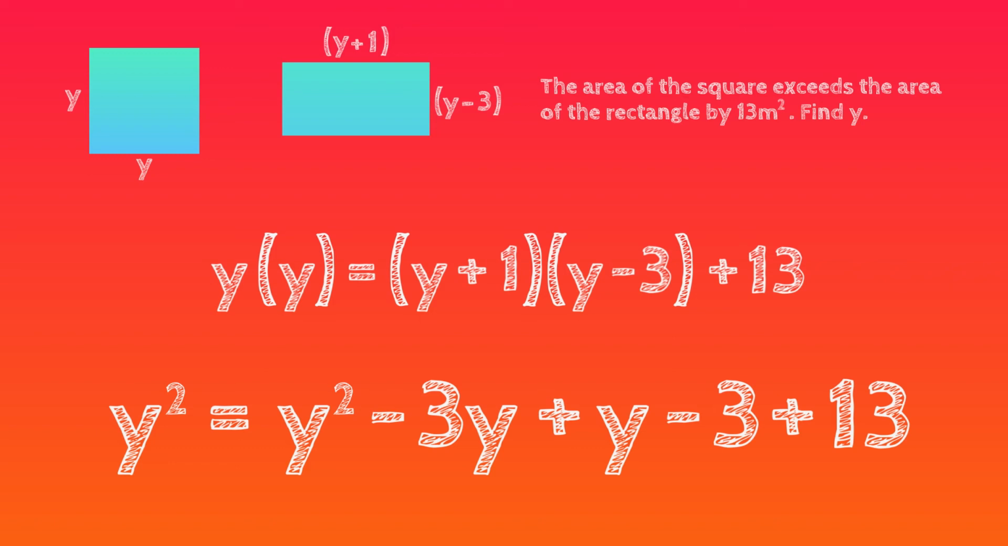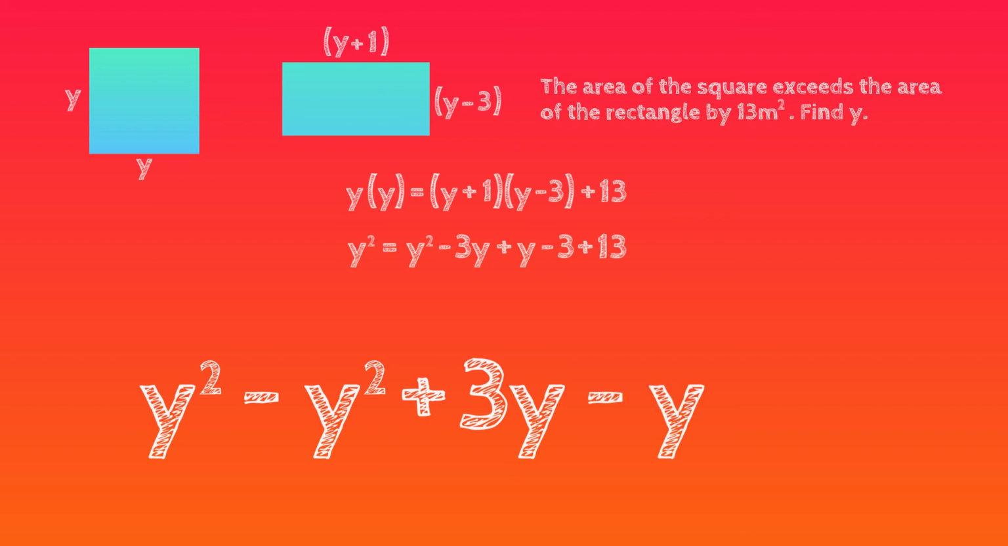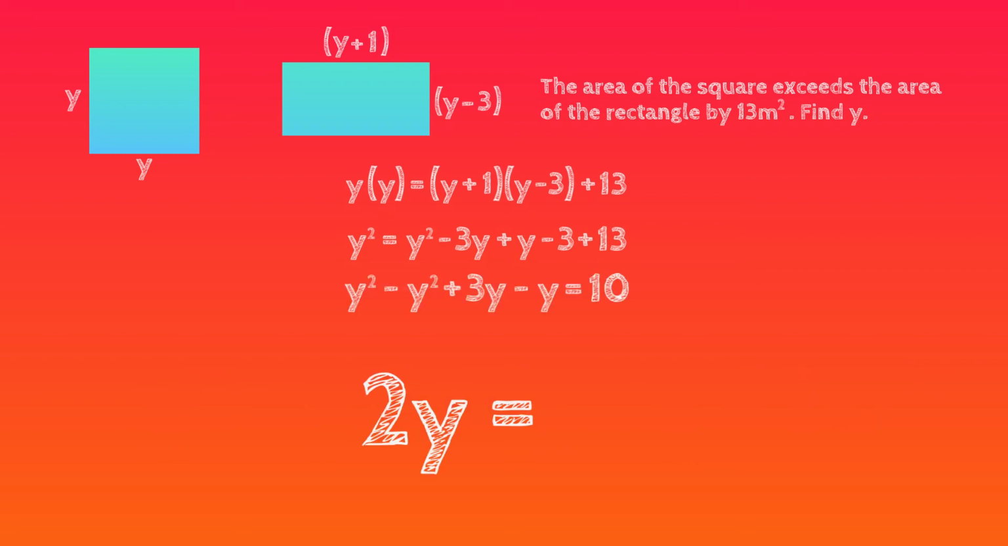So we say y squared, then we take the positive y on the right side and it becomes negative y squared. Then we take the negative 3y, it becomes plus 3y, and the positive y becomes minus y, which is equal to minus 3 plus 13, which gives us 10. Then y squared minus y squared is 0, so 3y take away y is 2y equals 10.